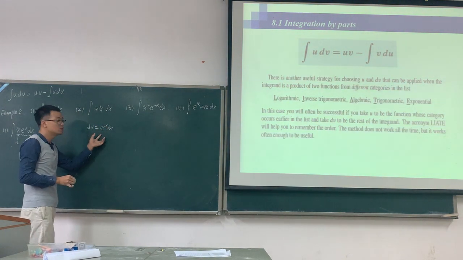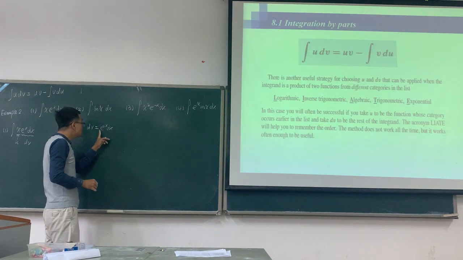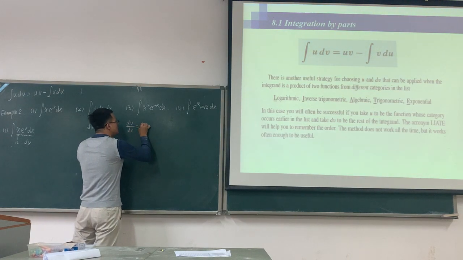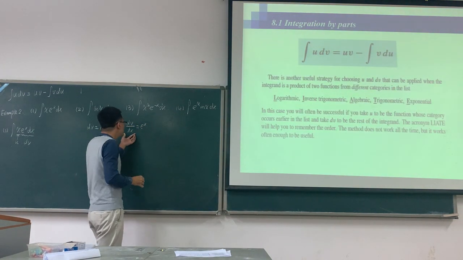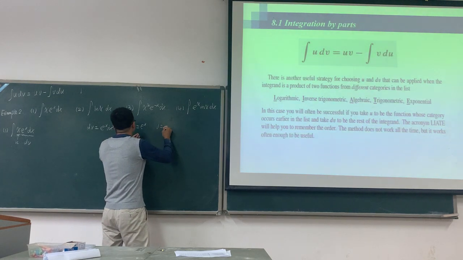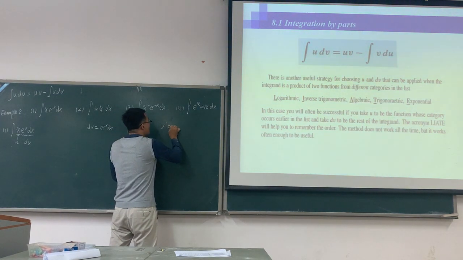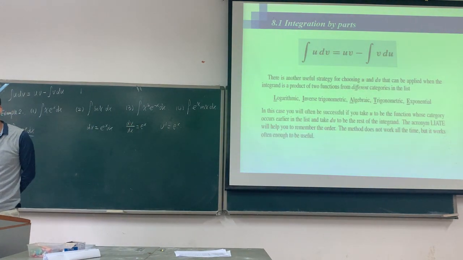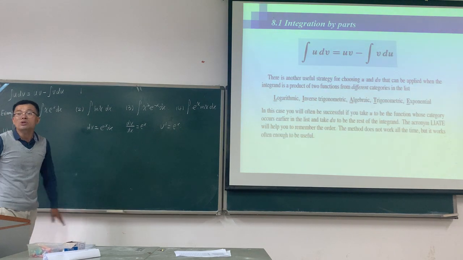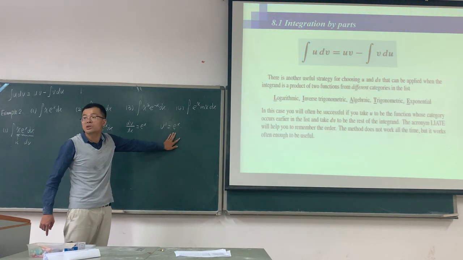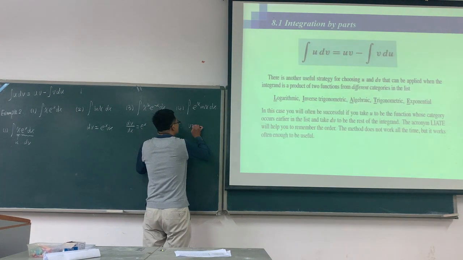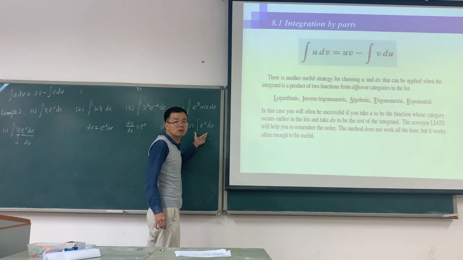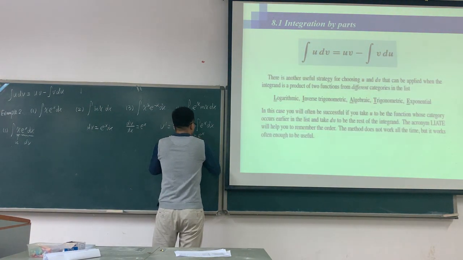So what is v? Here dv equals e to the x dx, so dv/dx equals e to the x. Which function has derivative equal to e to the x? So v is the antiderivative of e to the x. The antiderivative of e to the x is e to the x.